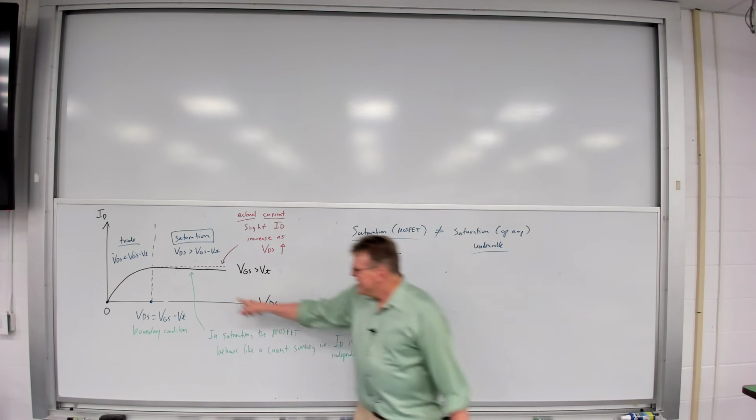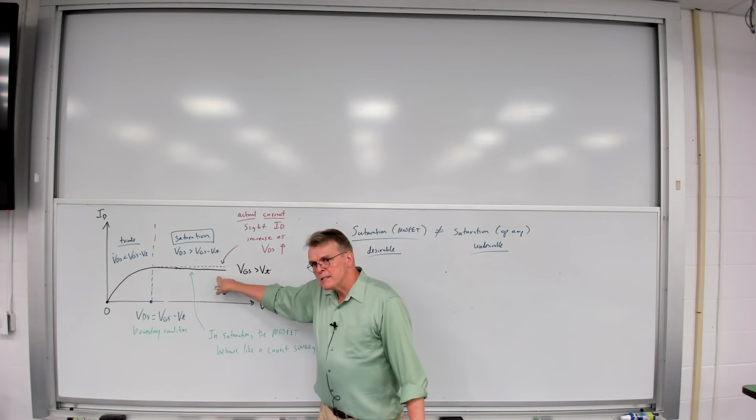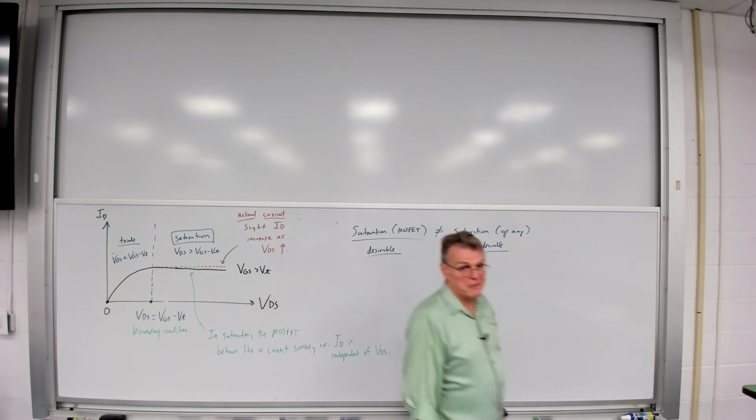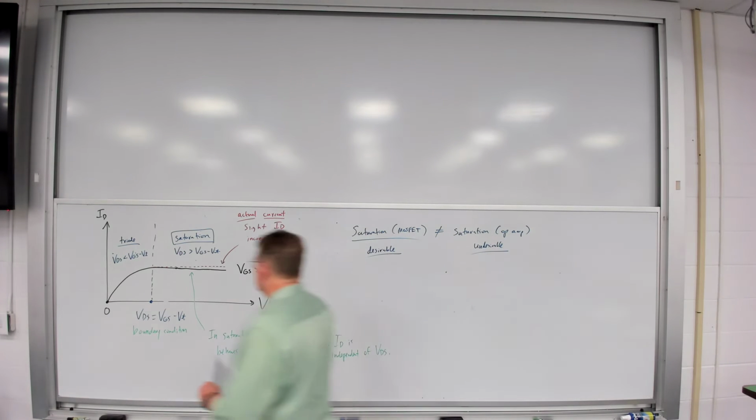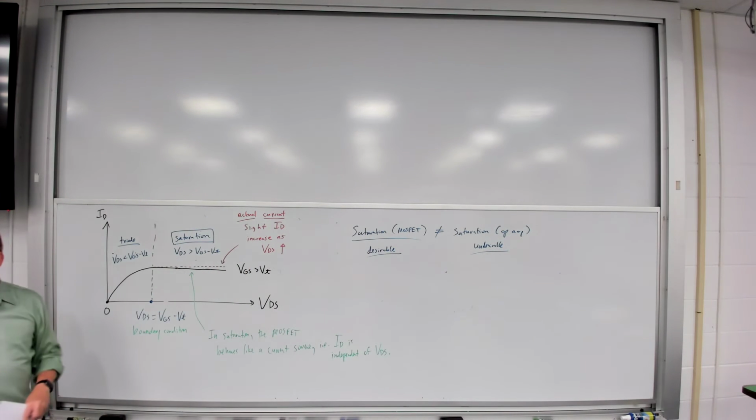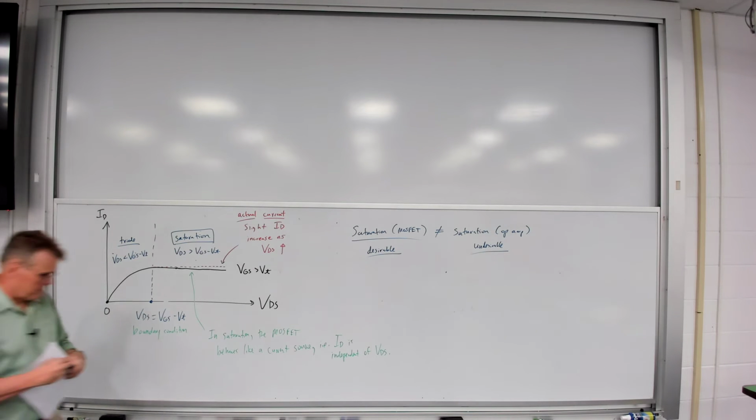As it turns out, this thing behaving like a current source in that region is a very, very good thing when we're building analog circuits. Okay, so given all of this, let's write some equations.